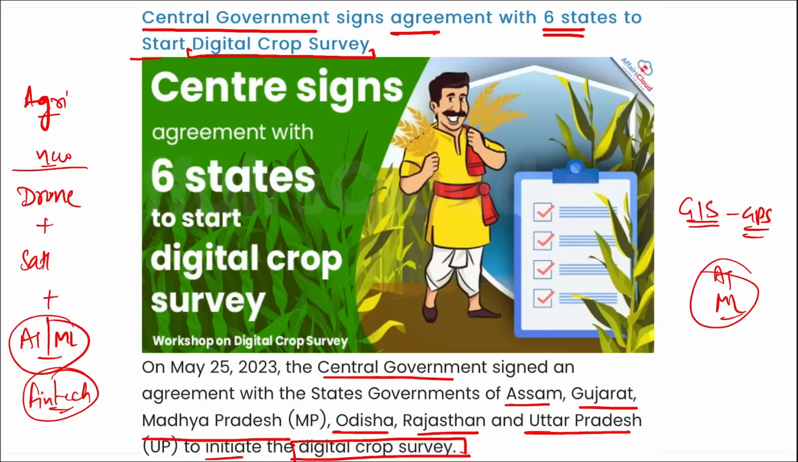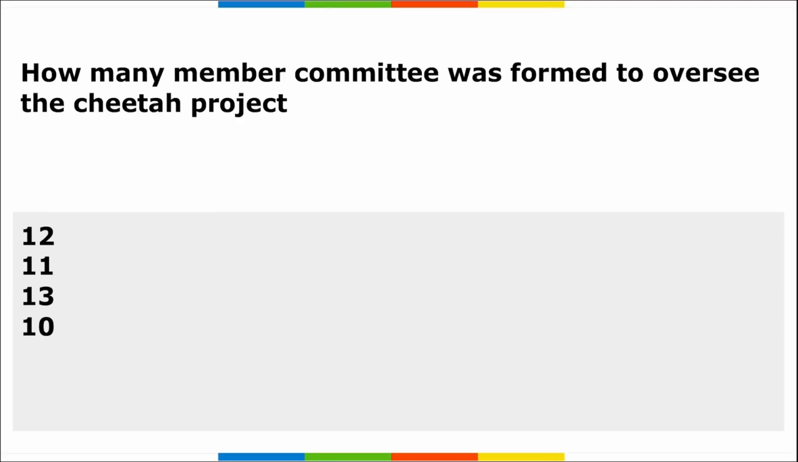Apart from this, if I ask you which is the first country in the world which launched a dedicated satellite specifically for agriculture, it is South Africa. Right? And they are generating a revenue of almost $1 million monthly. Next.